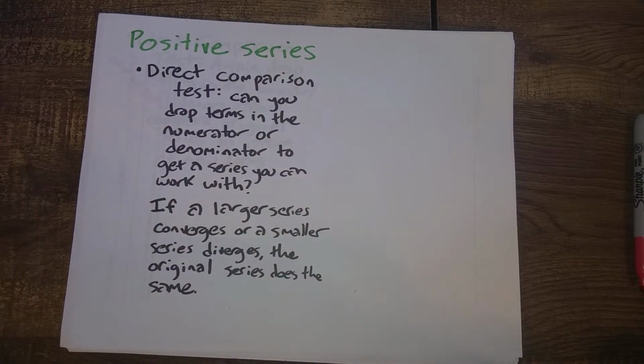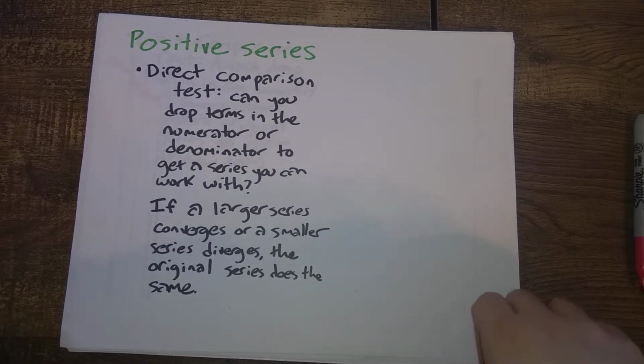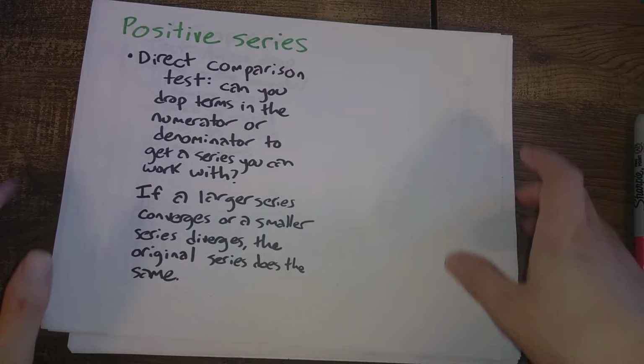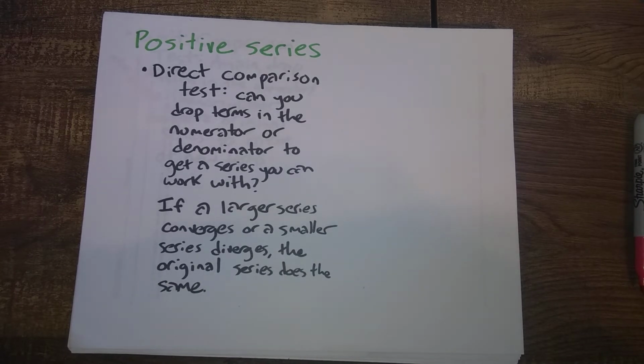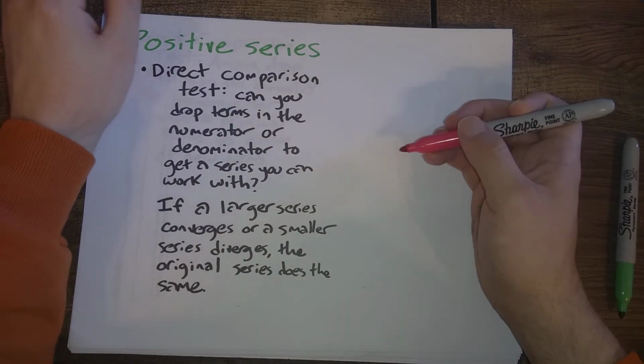Okay, so the next thing that I want to talk about has to do with positive series. Most of the series that are coming up here are going to be series with only positive terms. So another good one to think about, if nothing works so far, is to ask yourself if you can apply the direct comparison test. Can you drop terms in the numerator or denominator to get a series that you can work with? Because you should know that if a larger series converges or a smaller series diverges, the original series will do the same.